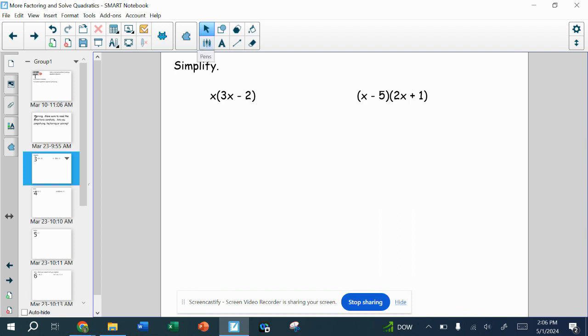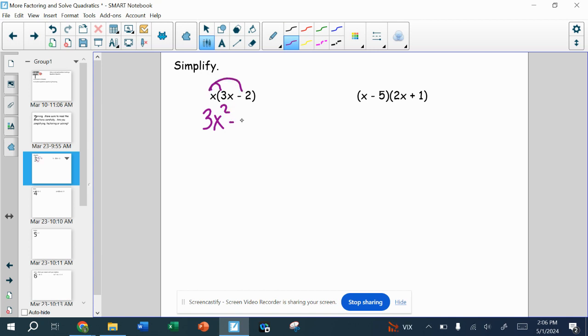So when I am doing this kind of problem, I'll be distributing here. So on this first problem, I'll have x times 3x would be 3x squared, and then minus 2x. And that's really all I can do on that problem. There's nothing else. That one is totally simplified. X and x squared don't combine. They're not like terms. That one's done.